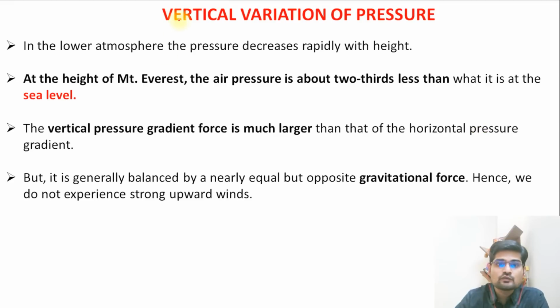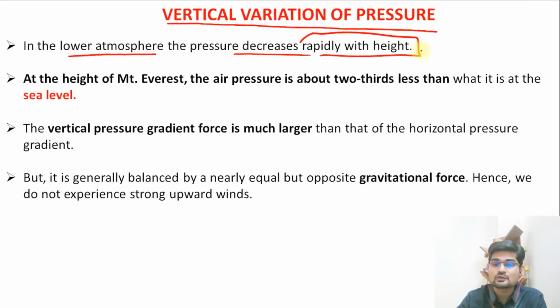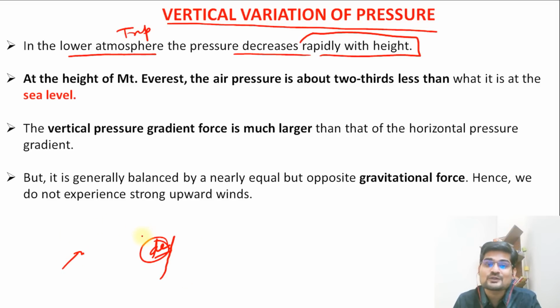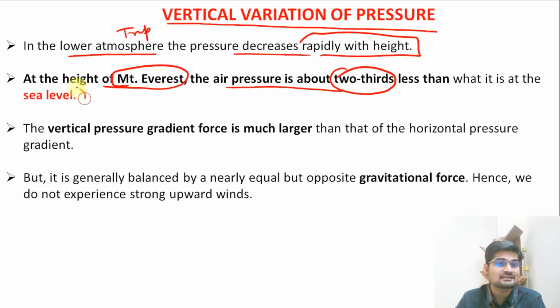Now we are looking further into the vertical variation of this pressure, how this pressure changes with altitude or elevation. So remember, in the lower atmosphere, the pressure decreases rapidly with height. Lower atmosphere means troposphere. Remember what happens? If we go up, the temperature also decreases. Remember, lapse rate. And when we say temperature decreases, what happens? There is also a simultaneous decrease in pressure. And remember, at the height of Mount Everest, the air pressure is about 2/3 less than what is at sea level. So this is the amount of difference that we are talking about here.